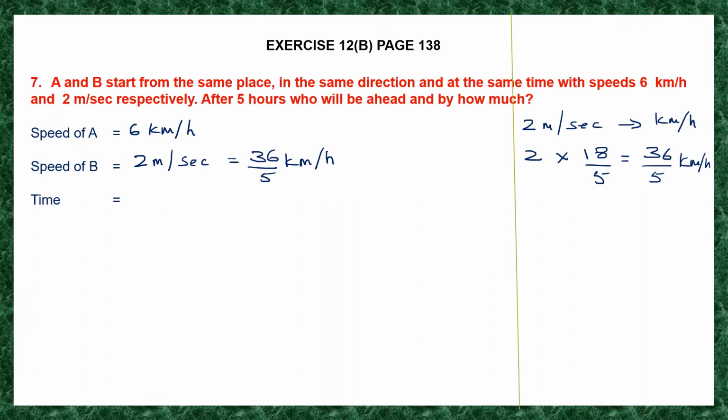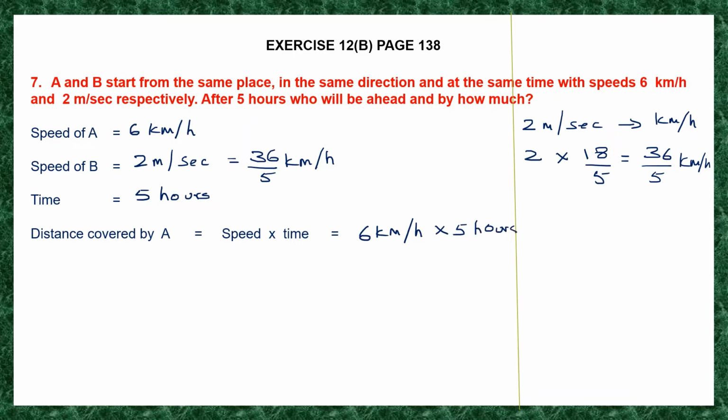Now, what is time given? Time is 5 hours. We have to check in 5 hours who will be ahead and by how much. So the time is 5 hours. Now we have to find the distance covered by A. So that is speed into time, the formula. So speed of A is 6 kilometers per hour and the time is 5 hours. So we need to multiply 5 hours. So this is 6 into 5. 6 5s are 30. So the distance covered by A is 30 kilometers.